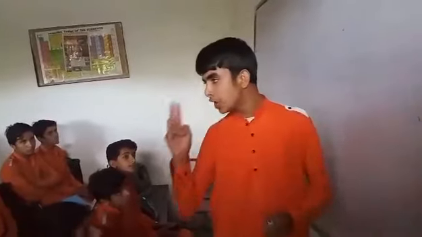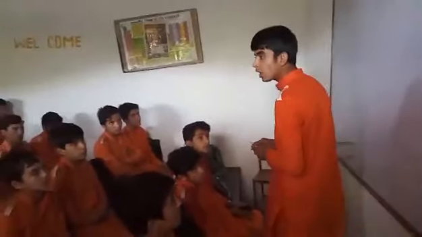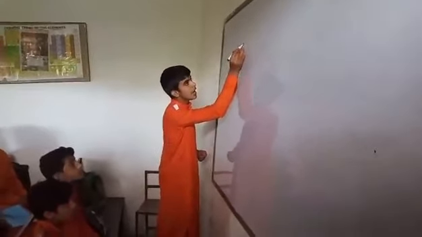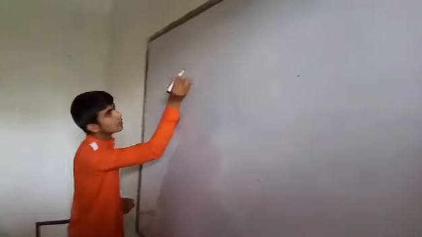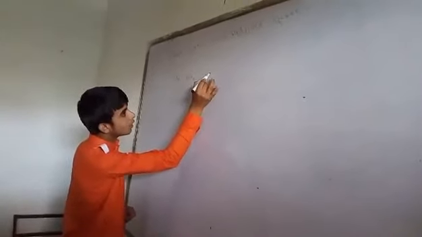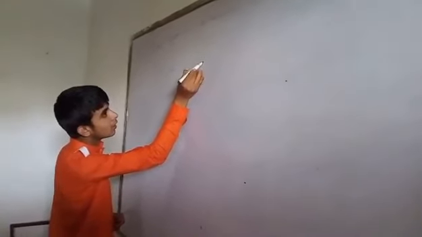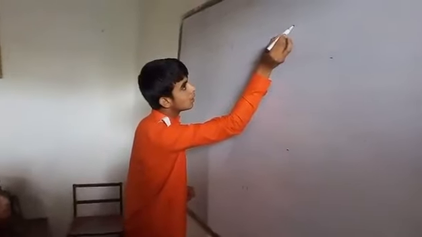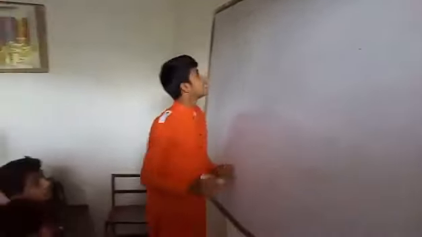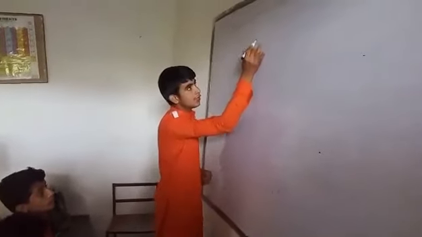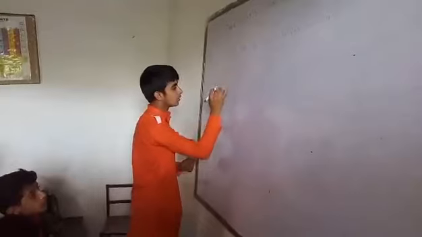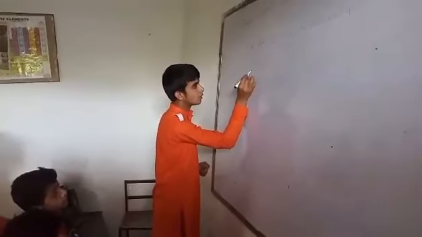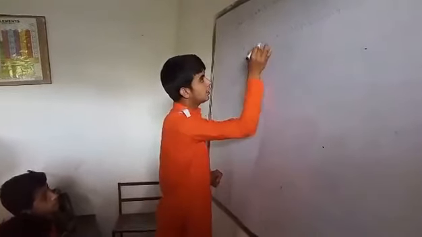There are two parts of direct speech and indirect speech: the reporting word and the reported speech. Like how? She said, "I went to Peshawar." "She said" is the reporting word and "I went to Peshawar" is the reported speech.